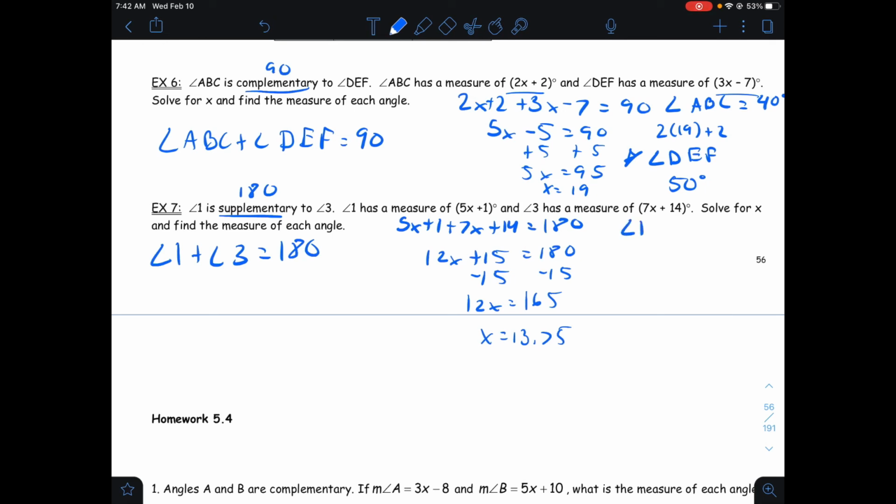All right, so we can do 5 times 13.75 plus 1, which is going to give us 69.75. And then to find angle 3, you could either plug in 13.75, or we could just do 180 minus the 69.75, which gives me 110.25 degrees.